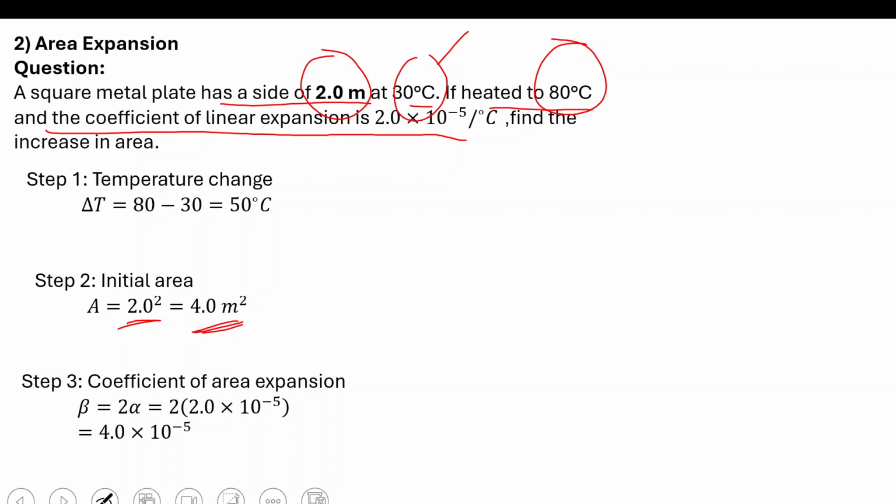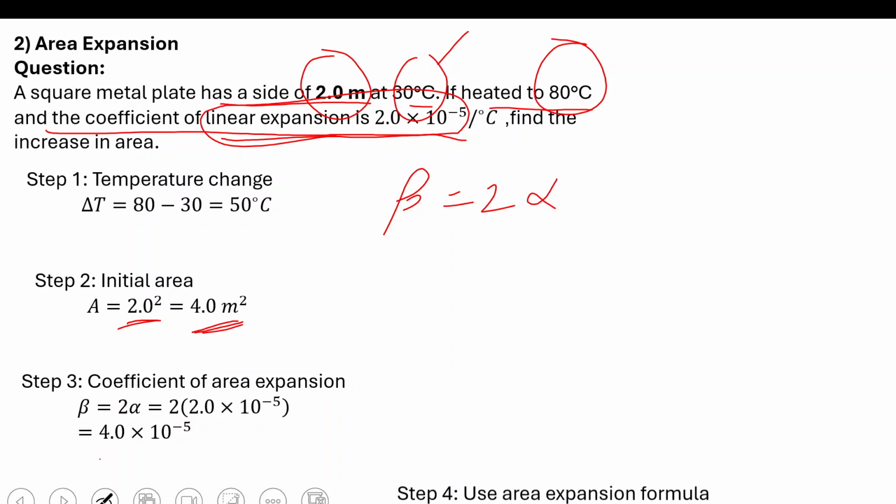Then I can get the coefficient of area expansion, because the relationship between area expansion and linear expansion is that area expansion is equal to 2 times linear expansion. Okay, that's the relationship. We're given the linear expansion, so from the linear expansion already given, I can get the area expansion. So I've gotten beta, right?